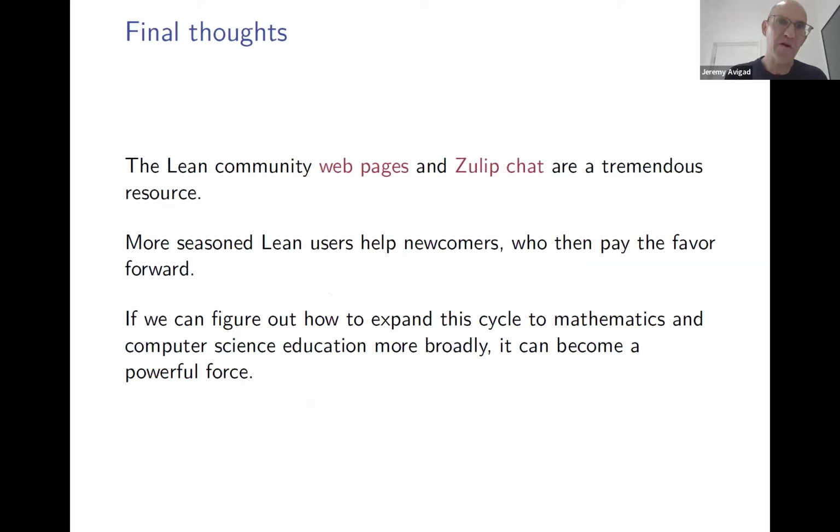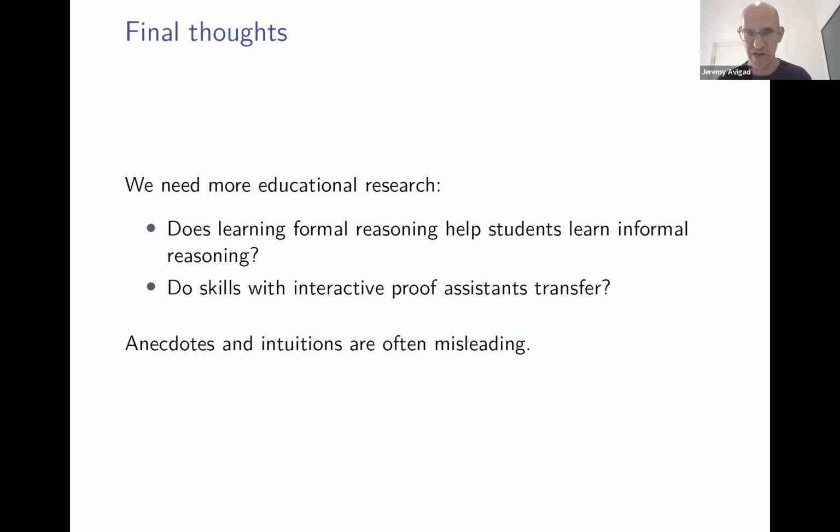People help each other learn how to use Lean. So newcomers come ask questions, people help them, and they stick around and help the next wave of people learn Lean. And I think that's a really powerful thing. And so if we can figure out how to expand this to mathematics more broadly, so that students can teach each other mathematics, then we'll have a powerful way of extending access to mathematics to a much broader community.